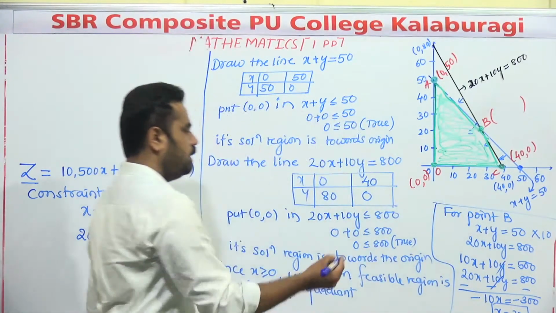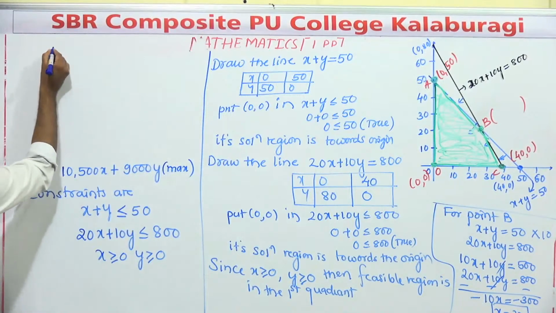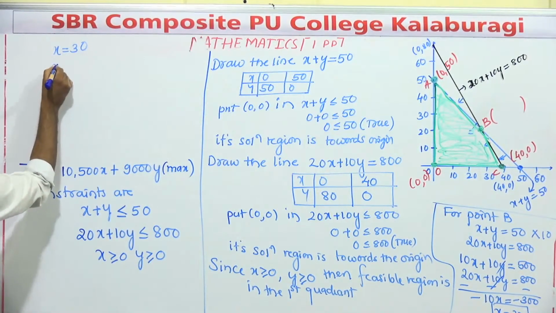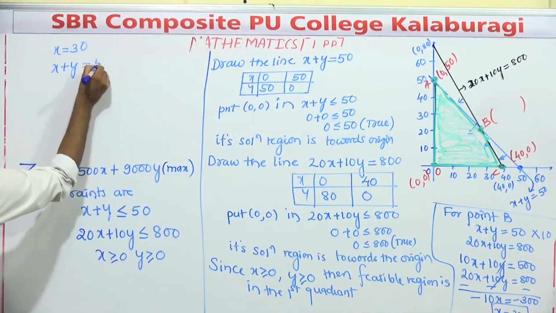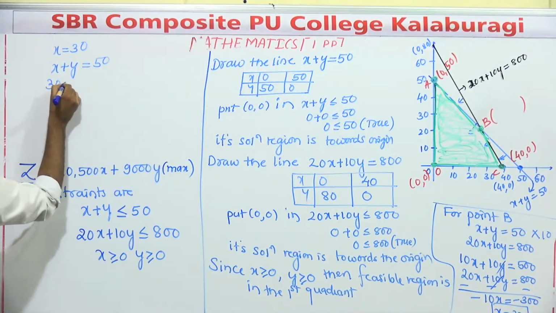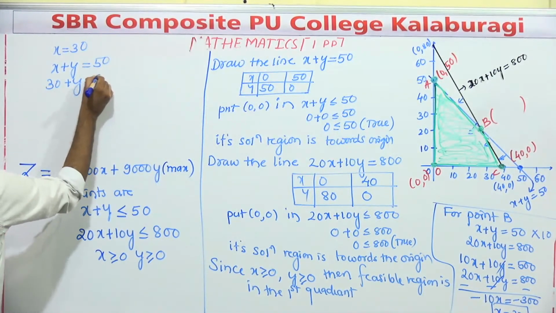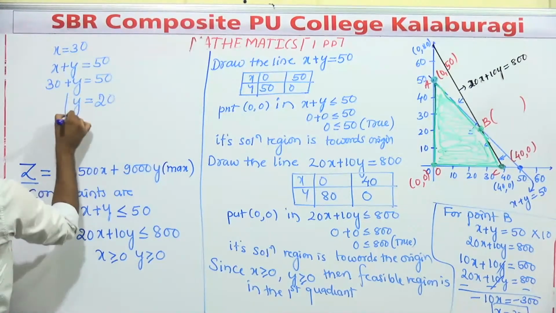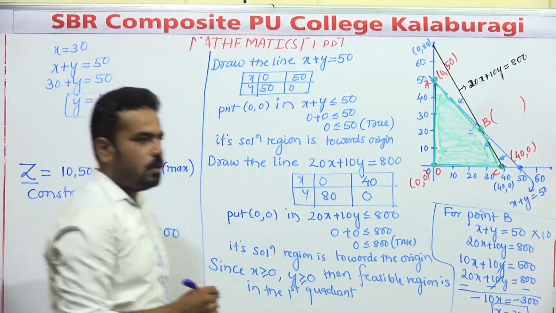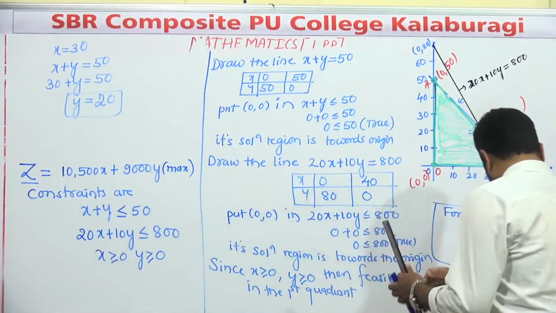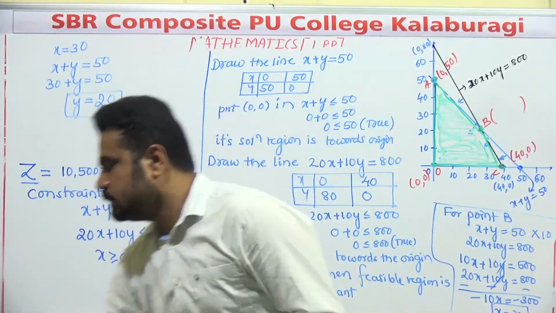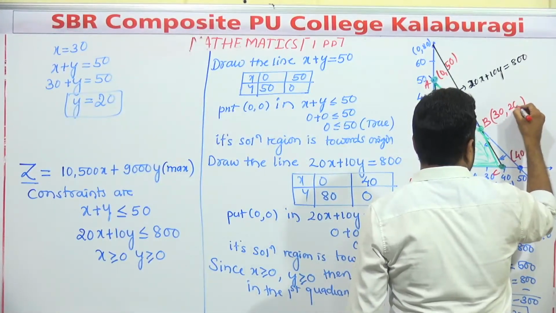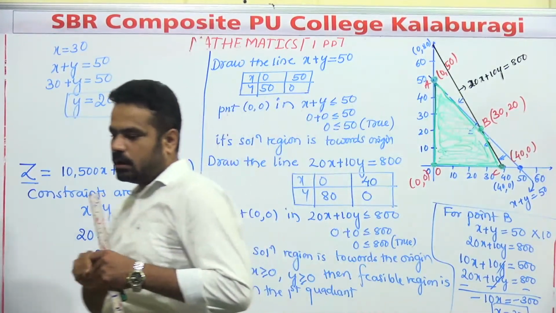X is 30. If x is equal to 30, then what is the y value? We have x plus y equal to 50. This is 30 plus y equal to 50. Therefore, y equal to how much? 20. Therefore, the coordinates of this B is, what is the x value? 30 and y value is 20. Now we have got all the corner points.